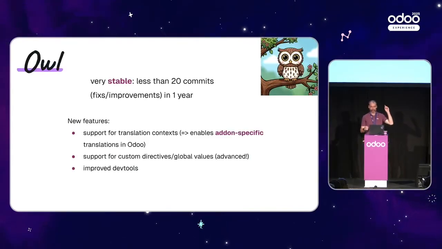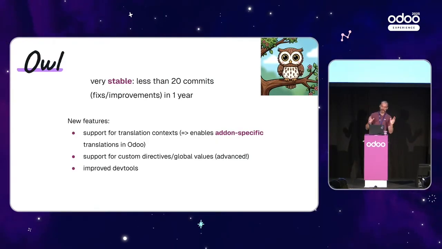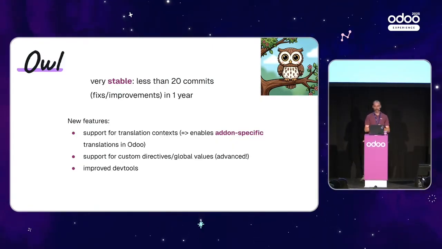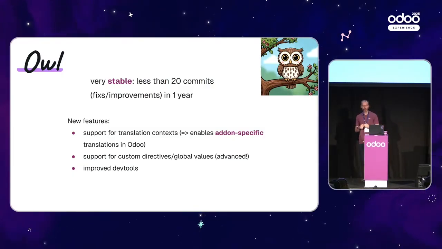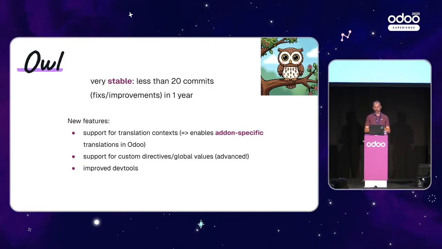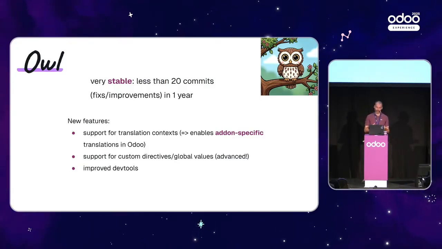Oh, this one is not a change. This one is basically saying that the Owl layer did not change much. In 1 year, we have almost no commits, like less than 20. We still added a few small features. We have now added specific translation in Odoo. So that's quite big for users, I guess.